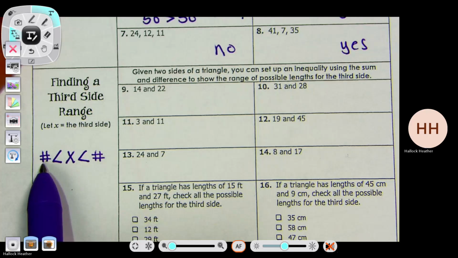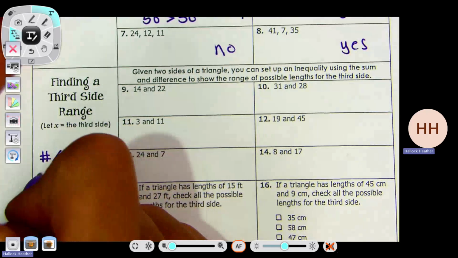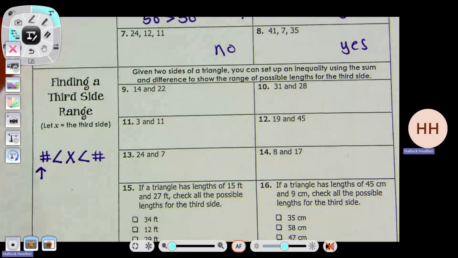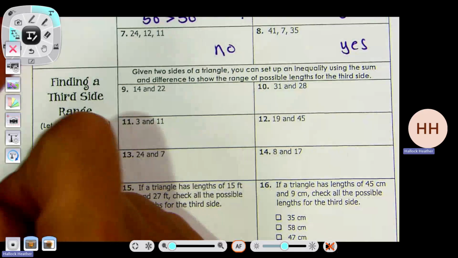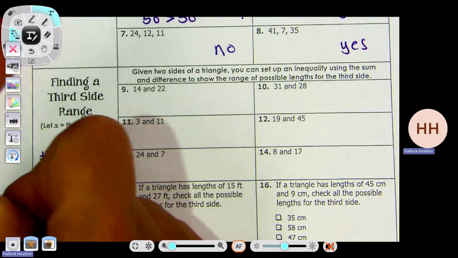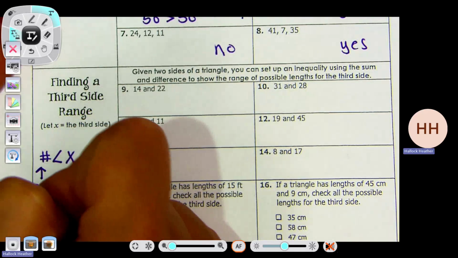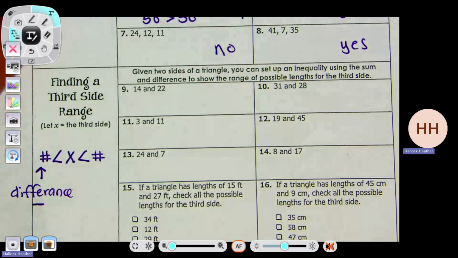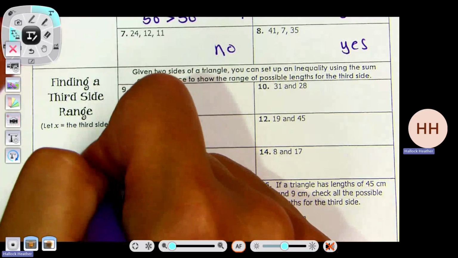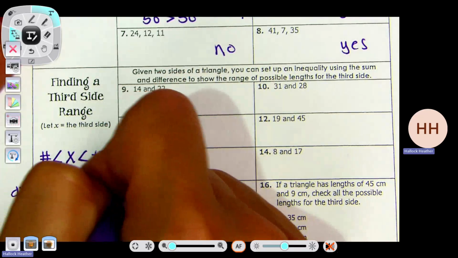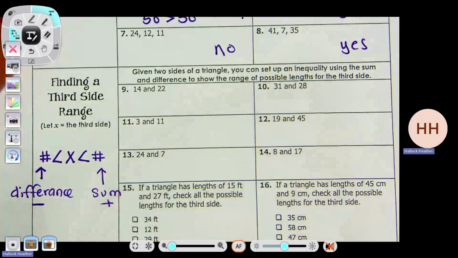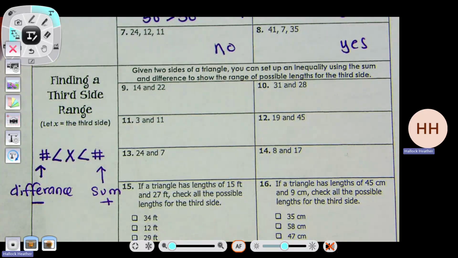Well, you can't just put any numbers. The numbers here and here: the smallest one is found from the difference. What is difference? Good, subtraction, minus. The larger number is found by the sum, which is plus. So all we're going to do is write a range of possible answers for the side lengths.